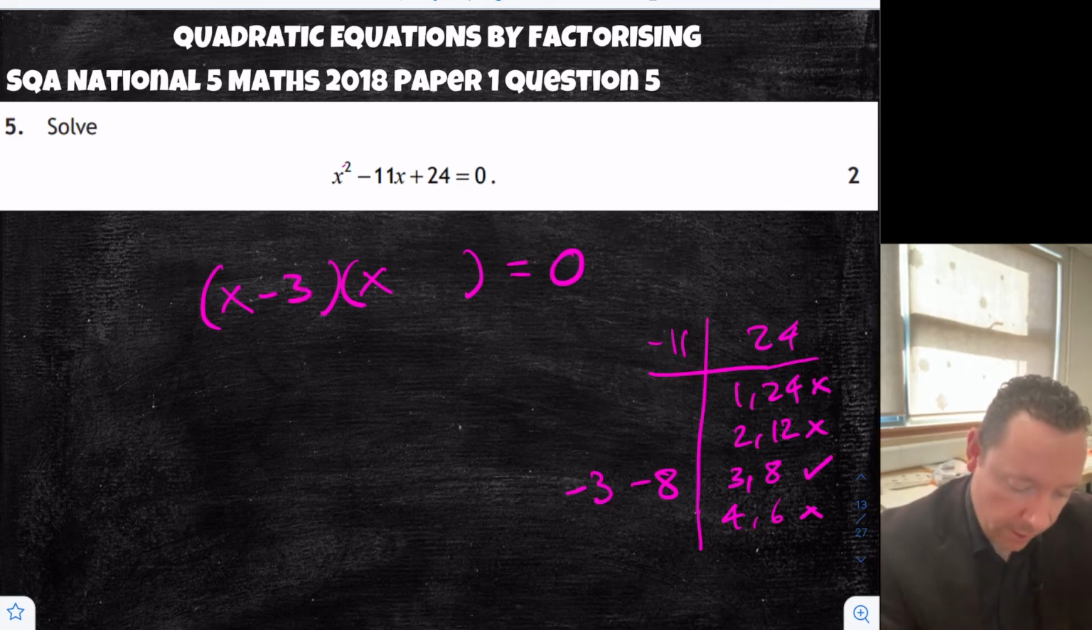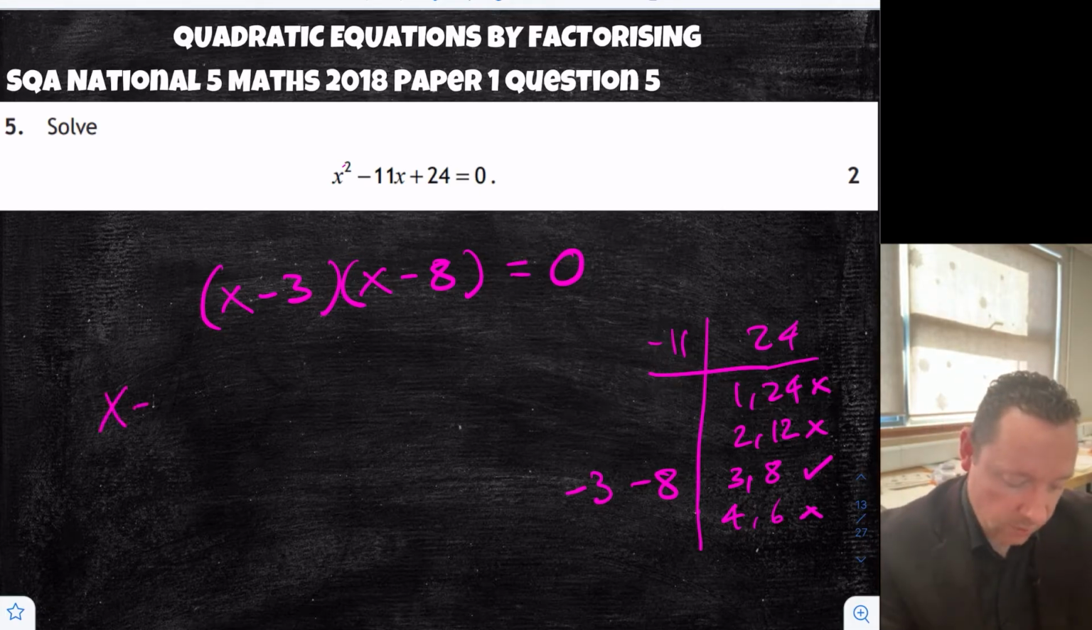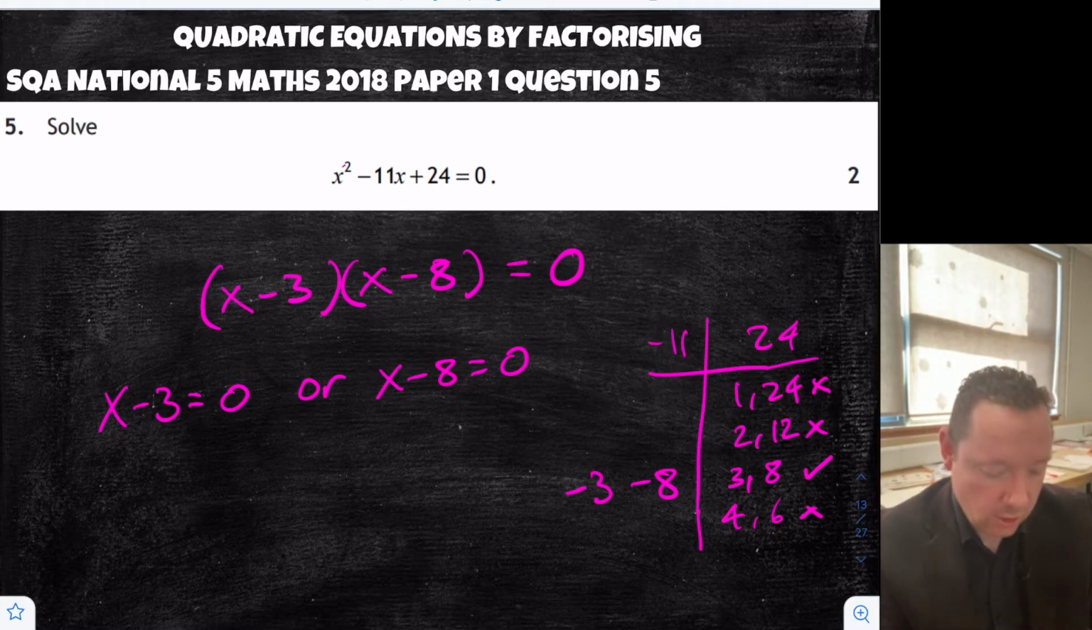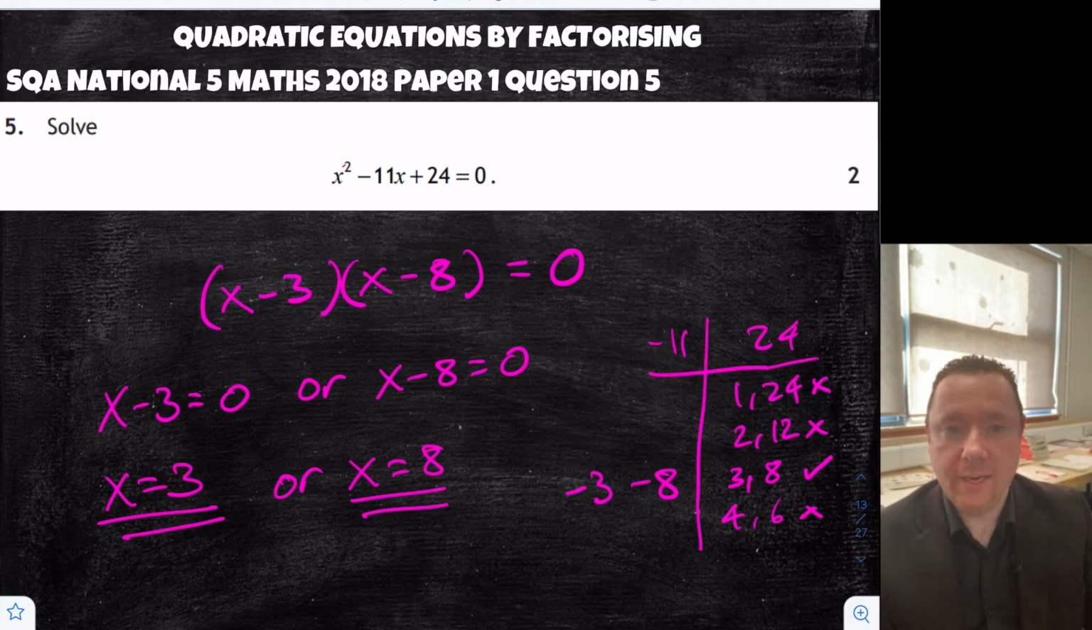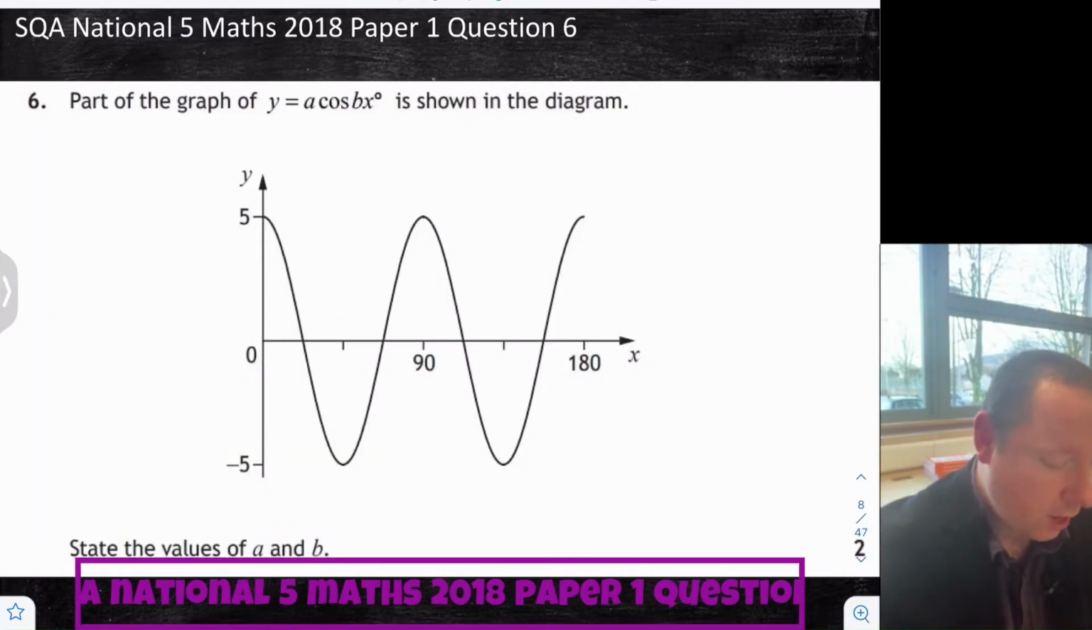Minus 3, minus 8. So we've got two brackets that equal 0. That means that x minus 3 equals 0 or x minus 8 equals 0. And just solving those equations, x must be 3 because 3 take away 3 is 0, or x must be 8 because 8 take away 8 is 0. And we're done there.